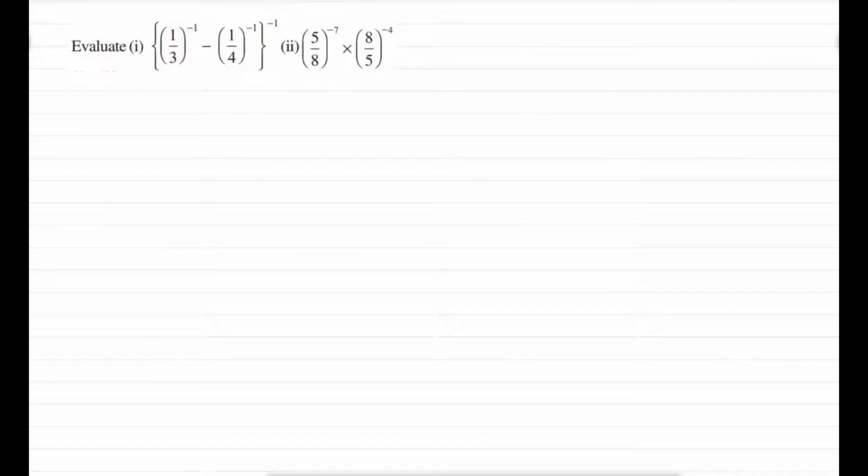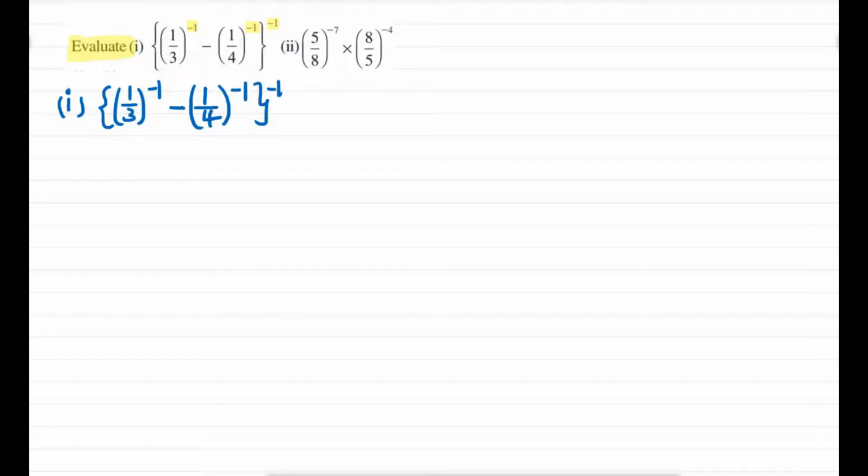Let's solve these two problems. Evaluate (1 by 3) whole power minus 1, this is the negative exponent, minus (1 by 4) whole power minus 1, negative exponent, and the whole bracket to the power of minus 1. So this is the first problem, and let us solve the first problem here.